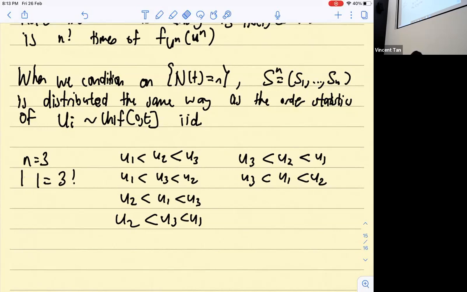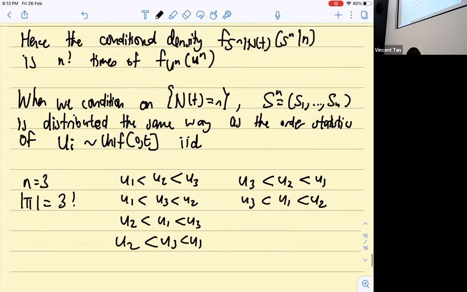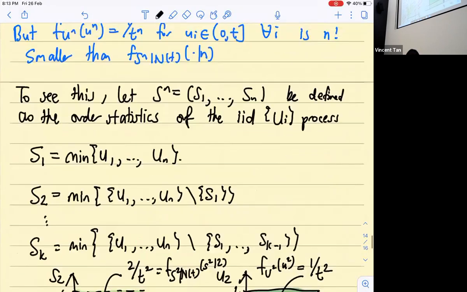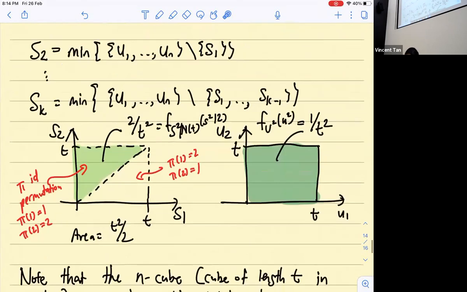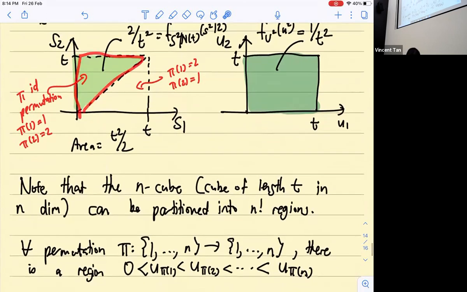The number of permutations, let me just do this for n equals 3. It's 3 factorial. In general, it will be n factorial. And that's where the n factorial comes from when we talk about this distribution here. This is basically n factorial times the uniform distribution of the IID process, f of U_n. So this is n factorial larger than this. And that's because we only care about one slice of the region, this slice.